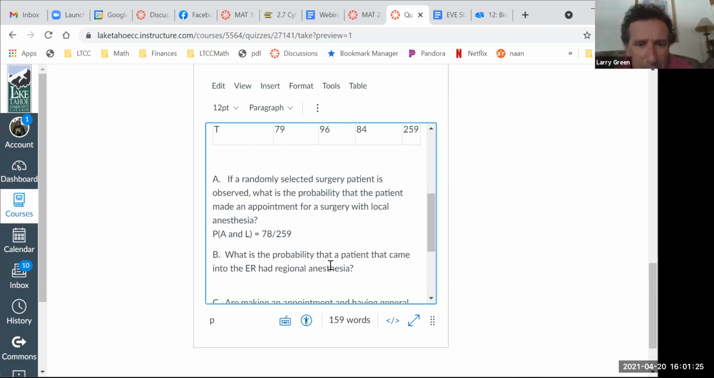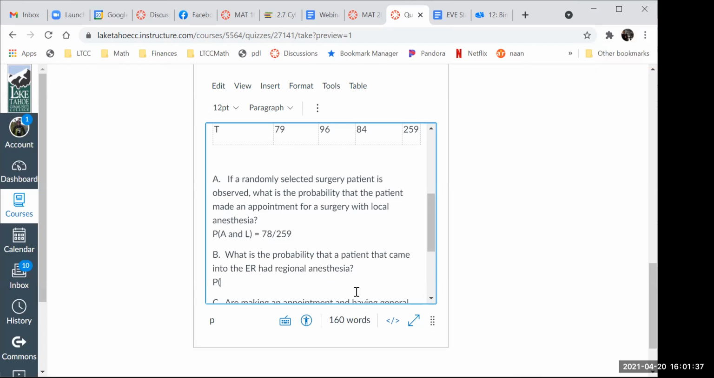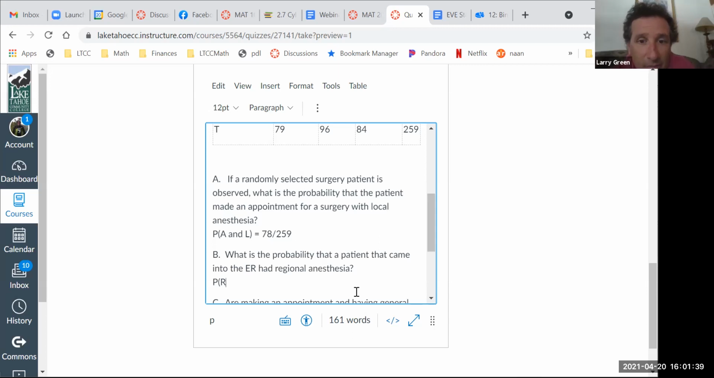Okay, B is what's the probability that a patient that came into the ER had regional anesthesia? So in symbols, what's that the probability of? Regional given ER. Yeah, that's going to be regional given ER. Any questions on how we came up with R given ER, regional given ER?